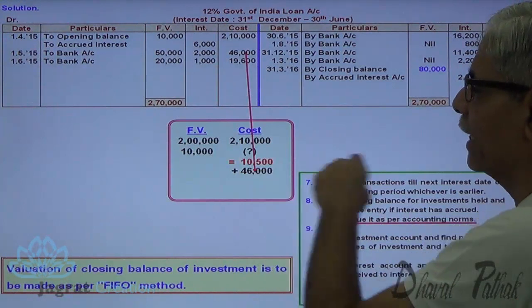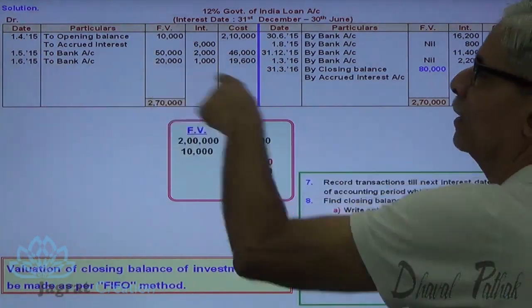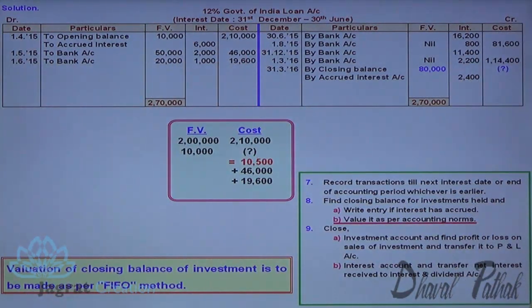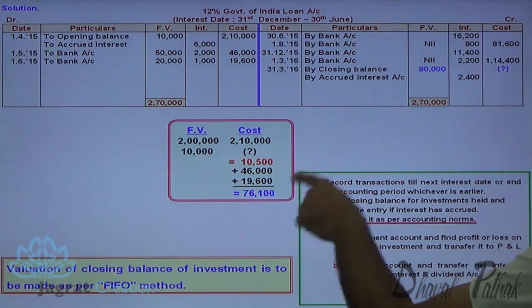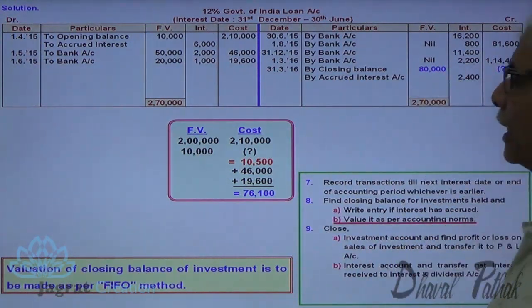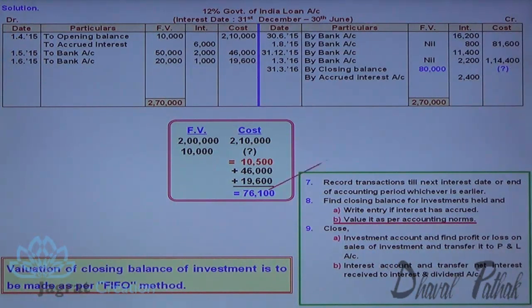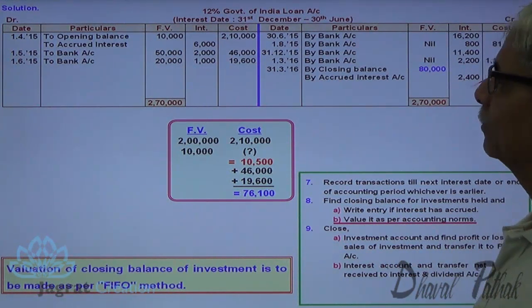Next purchase is added 46,000. Next purchase is added 19,600. So this is the cost of investment by FIFO method. That is 80,000 face value. Its cost is 76,100. Remember one thing.